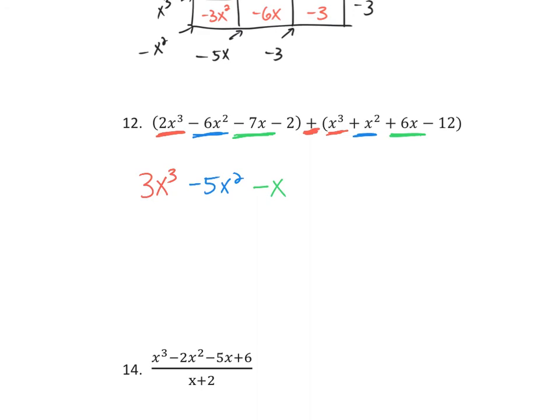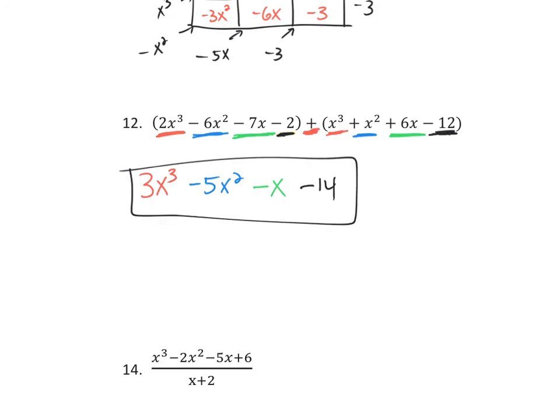And then last but not least, maybe we can see it in yellow. I'll do it in black because it's easier to see. Negative 2 and negative 12, so negative 14. This is just a combining like terms problem, number 12.